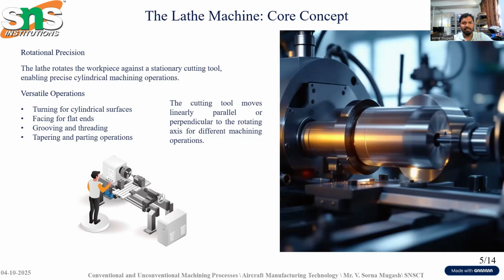And the next slide is the lathe machine core concept. Entering the lathe conceptual design, it is the king of rotational precision. It spins the workpiece against a stationary tool for spot-on cylindrical machining. Versatile, including turning for smooth cylinders, facing for flat ends, and grooving and threading for details, plus tapering and parting. The tool guides linearly, parallel and perpendicular to the axis, for tailored cuts. The image shows a turbine shaft, and that slice diagram shows how rotation meets precision head on.